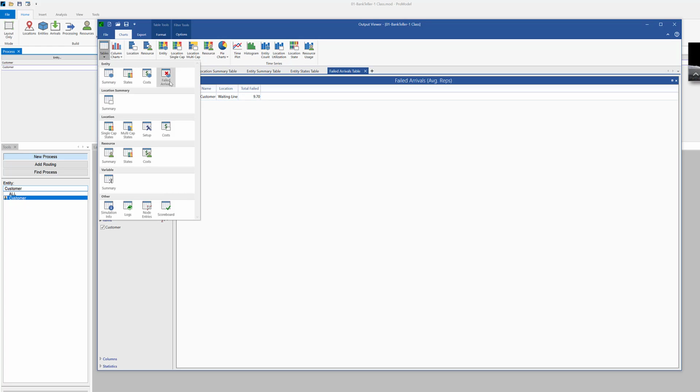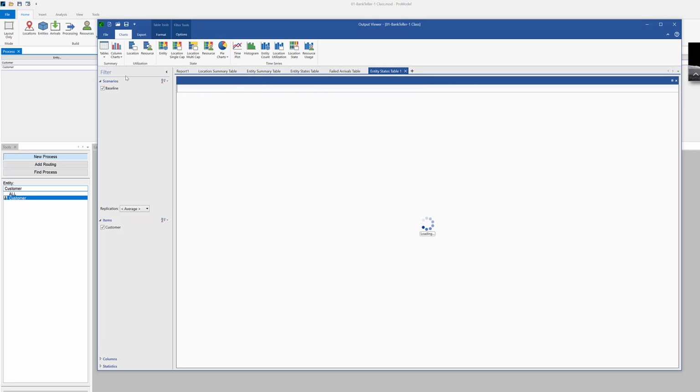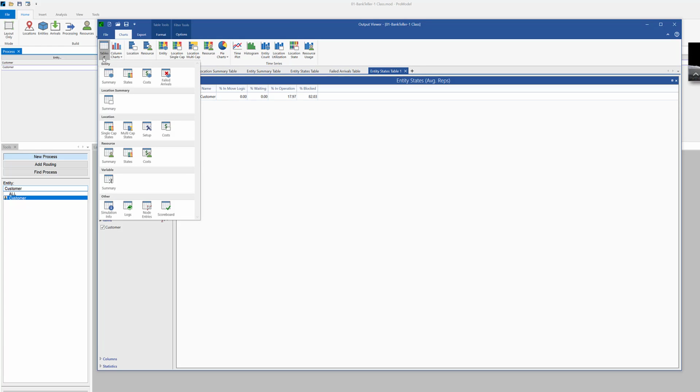Okay, so that's that. We can put in costs and it'll provide you the cost. If you have waiting time, there is a cost associated with that, or idle time cost, and it'll give you the cost information. We didn't put any cost information, so there's nothing there. Entity states, we already saw that. And location summary. Okay, so we've covered everything.